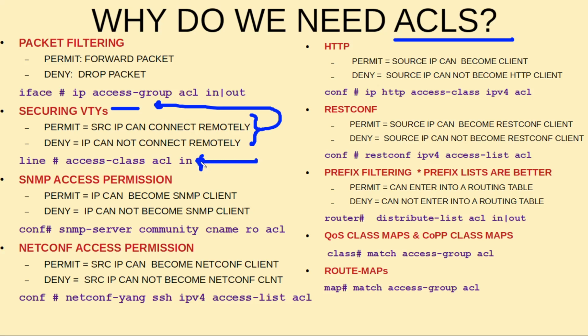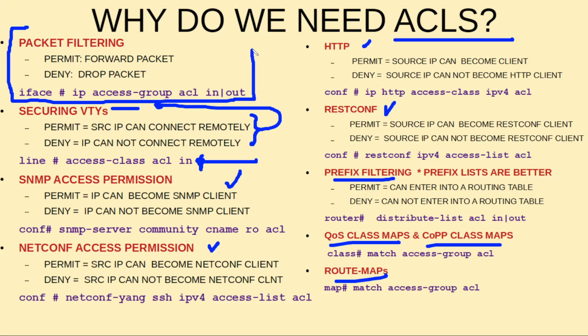So we can use ACLs for packet filtering, to secure access, to allow permissions to access SNMP, NETCONF, HTTP, or RESTCONF resources. We can use ACLs to create quality of service class maps, CoPP class maps, route maps, and we can also use ACLs for prefix filtering, although IP prefix lists are recommended for this matter. Now, in this session, we are going to focus on packet filtering.